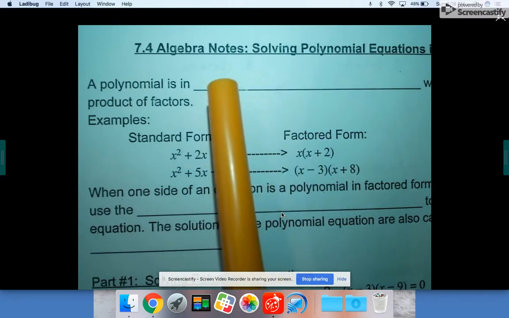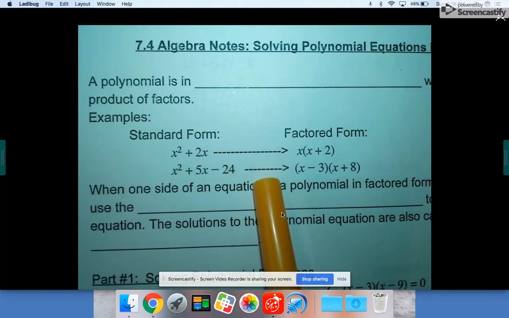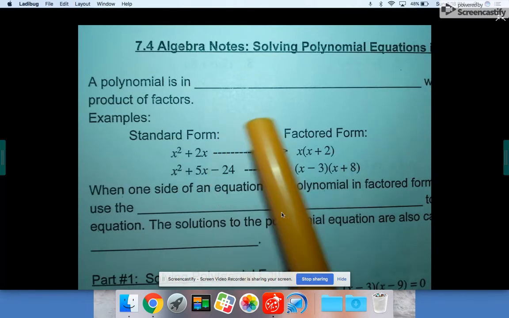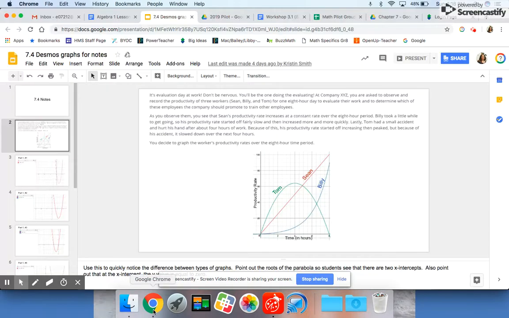Okay, you guys should have this worksheet in front of you, that's 7.4 Algebra Notes. But before we get started on that, I wanted to show you this quick picture. I hope you guys can see it on your screen, but it is an image that has 3 graphs on it, or 3 lines on this one graph.